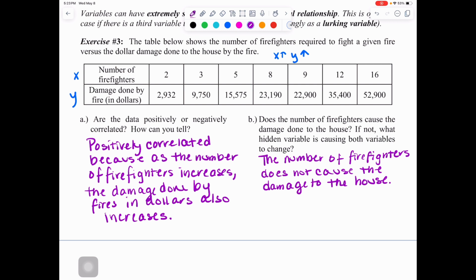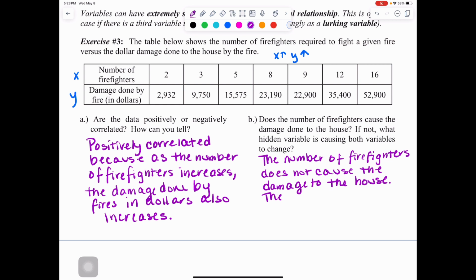So when you think about it, if you're sending more firefighters to the actual fire, the reason you're doing that is because you need more manpower. So you need to make sure you have enough people to fight a fire if it's a larger fire. And then if you think of it that way, it's the larger fire or how severe the fire is that's really causing the amount of damage done in dollars to increase. It's not the number of firefighters themselves. You're sending more firefighters because the fire is bigger or severe, so you need more people, and that is what's really affecting the cost. So that's what we're going to write down.